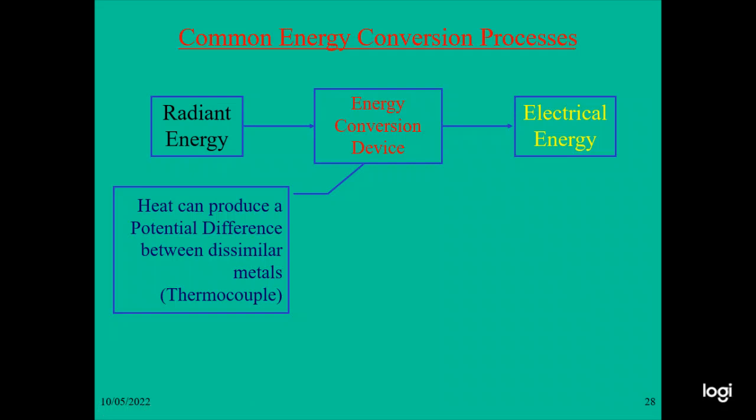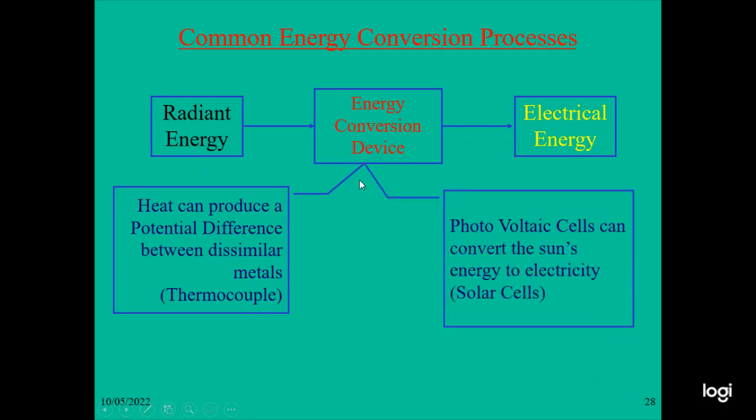Radiant energy is converted to electrical energy. Heat can produce a potential difference between dissimilar metals, as in a thermocouple. And in this case, we use the photovoltaic cell. The photovoltaic cell converts the sun's energy to electricity.